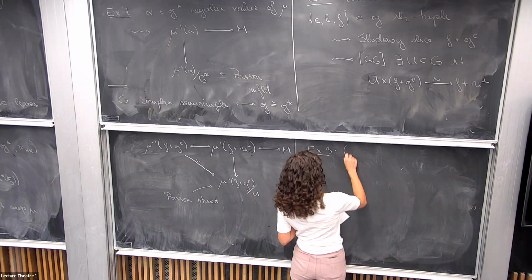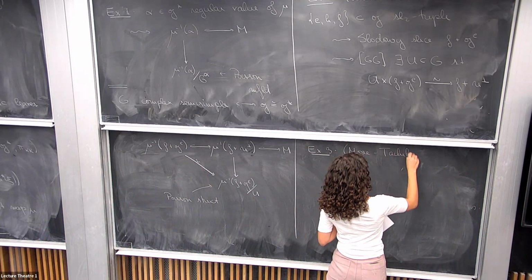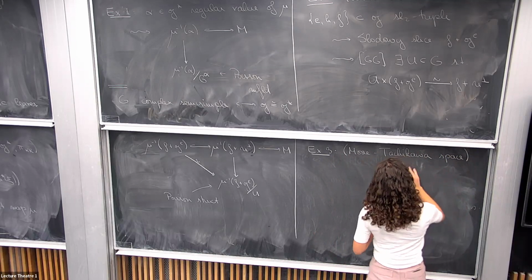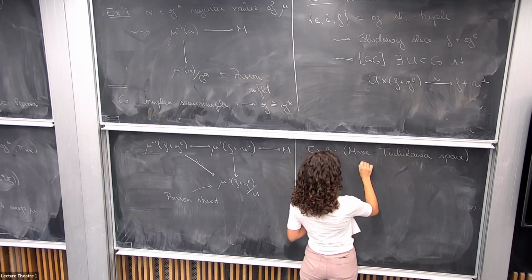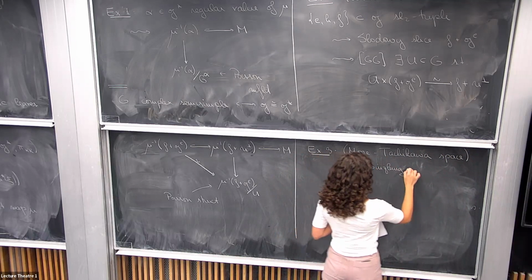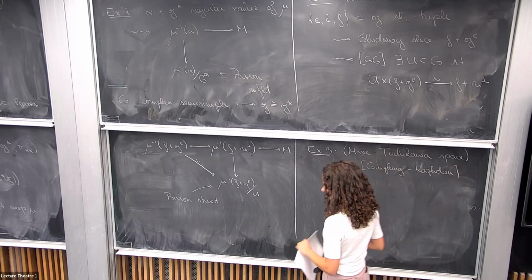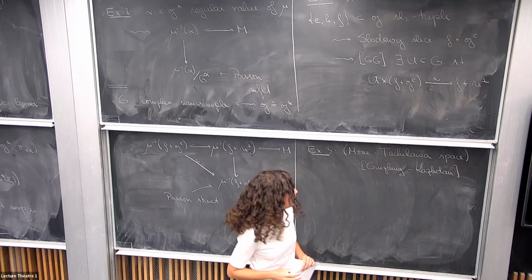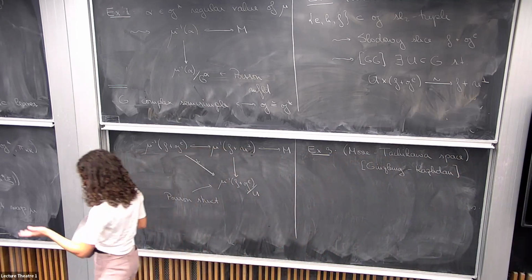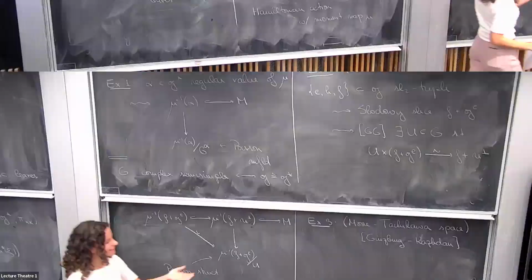Example 3 is a bit more high tech. So I call it the Moore-Tachikawa spaces. So these were introduced by Ginzburg. Sorry? And not Moore and Tachikawa. Well, I mean, but they were introduced by Ginzburg and Kazhdan as this kind of conjectural solution to a TQFT conjectured by Moore and Tachikawa. So I think this is what people call them.